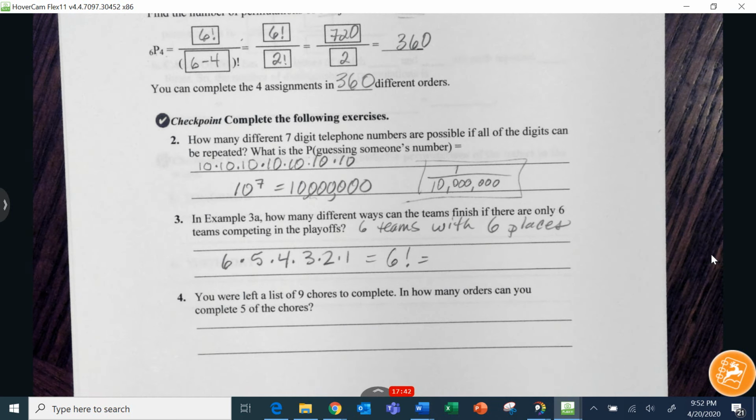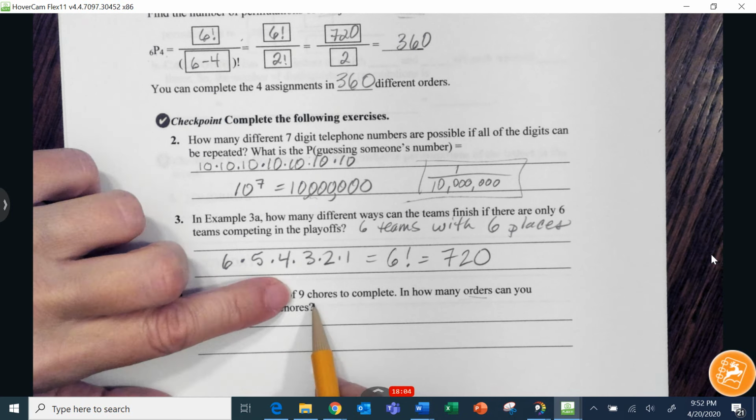You were left a list of 9 chores to complete. In how many orders can you complete 5 of the chores? So here it's telling you the order matters, so that means we have to use permutation. We have 9 to choose from, but you're only doing 5 of them. So we're going to write this as permutation 9 choose 5.